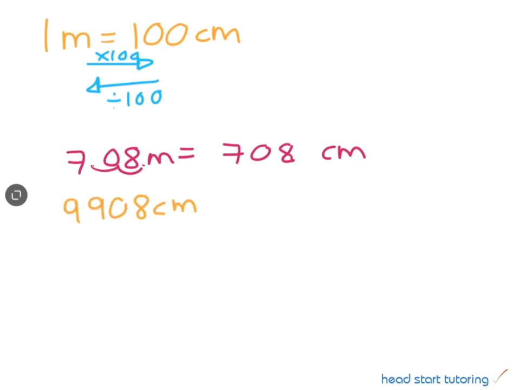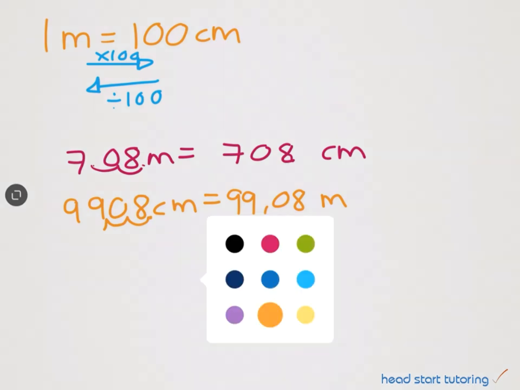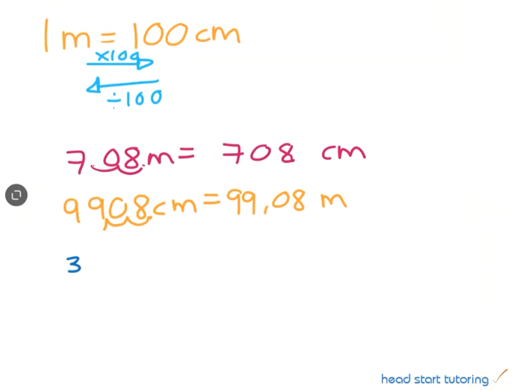If I would like to work out what 9908 centimeters is going to be equal to in meters, I need to go from my decimal point at the end of my number and divide by 100. So I end up with 99,08 centimeters.